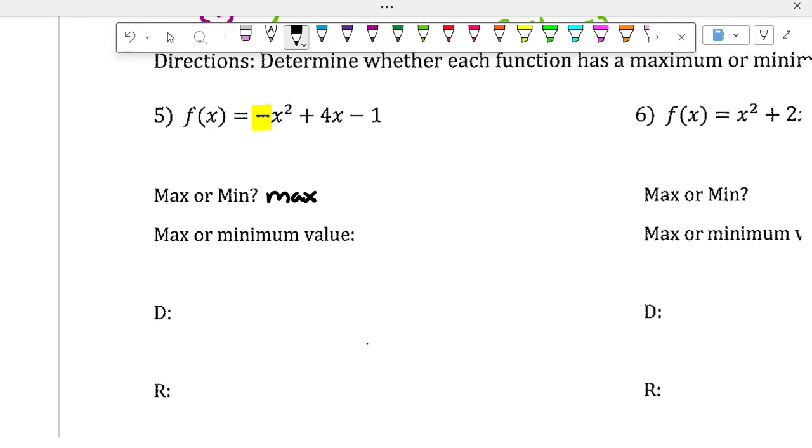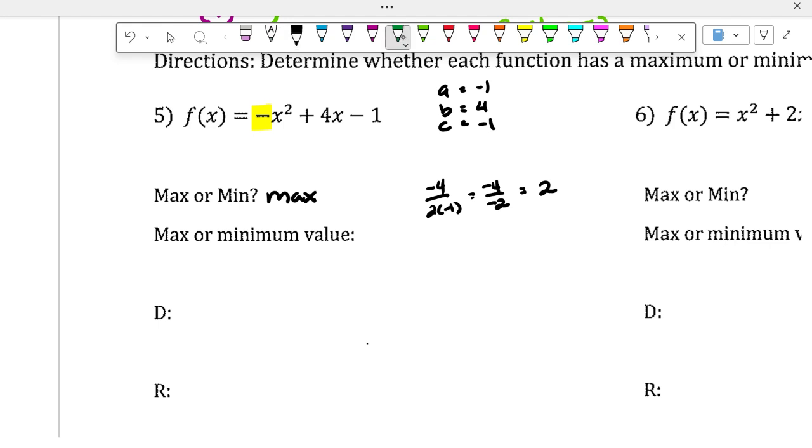Now, the max or minimum value, remember that's the y value of the vertex. So I have to use the vertex formula to find it. So I got to do negative b over 2a first. So if I identify a, b, and c, that'd be -1, 4, -1. So negative b over 2a, that's -4 over 2 times -1. So that's -4 over -2, which is what? 2. So that's the x value of the vertex, but I need the y value.